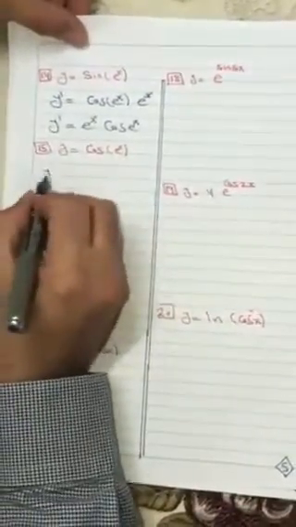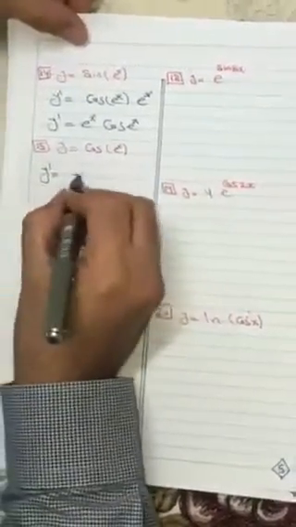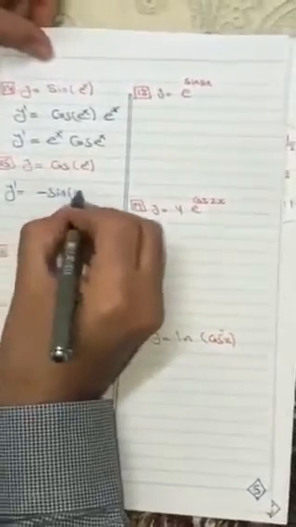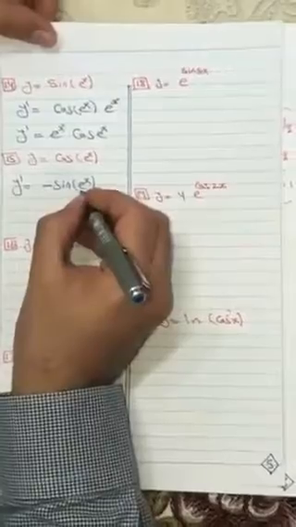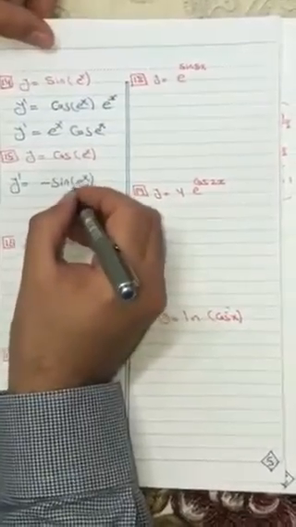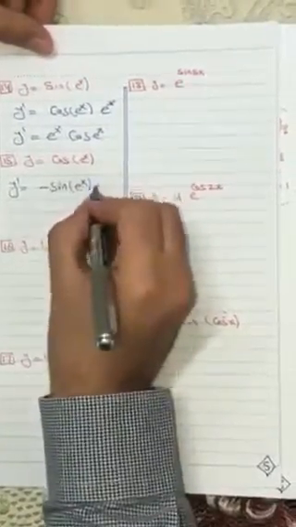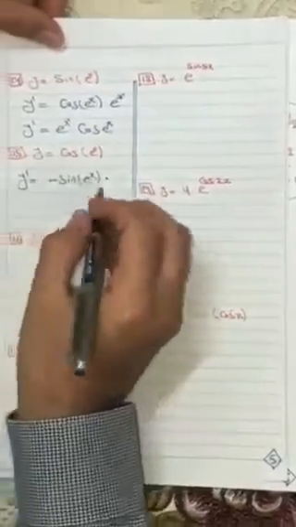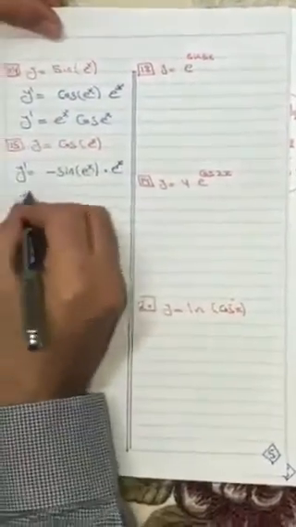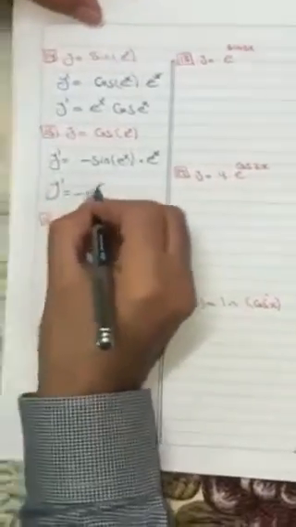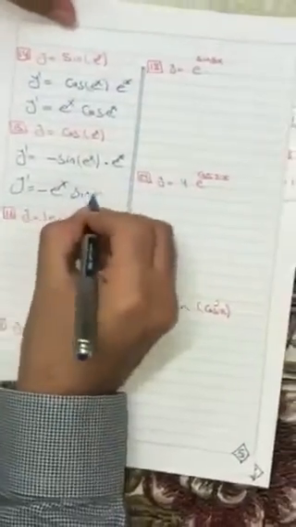Same case. y dash equals derivative of cosine, which is negative sine e^x. Here e^x is an exponential function, but in this case it's the angle in a trigonometric function. So derivative of cosine is negative sine e^x, then the derivative of the angle, derivative of e^x is e^x. So the final answer is negative e^x sine e^x. This is the answer.